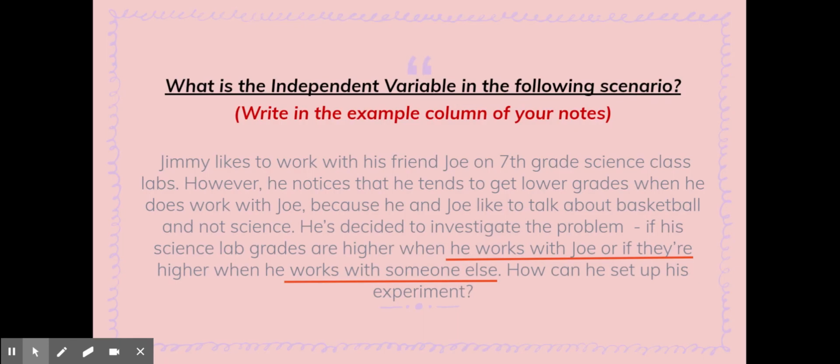Let's go back to Jimmy and his friend Joe. So you identified the independent variable. So in your example column of if, please write if and what the independent variable is. Or, what's he changing?